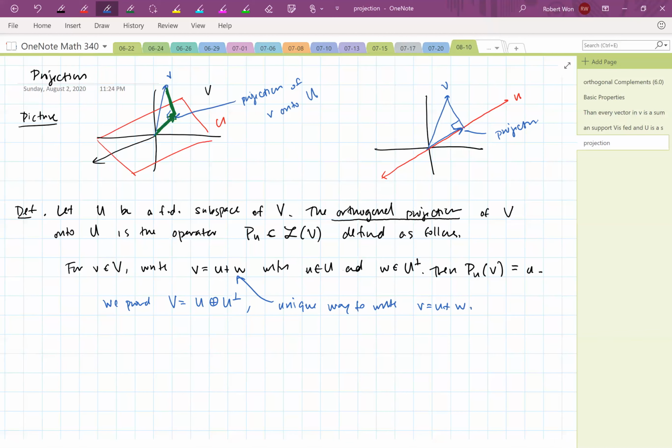So this is the picture, and this is the definition. Hopefully you find the definition to be motivated by the picture. This is also the reason we started talking about orthogonal complements: so that we could get this green vector here to be as short as possible. The way to get that as short as possible is to be moving orthogonally to U. Okay, so now some results, properties of projection. As always, we're going to let U be a finite dimensional subspace.